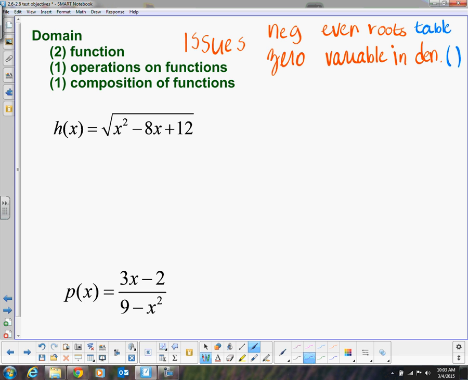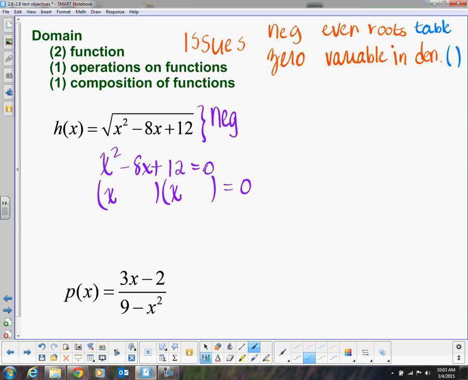So if we go to this one, what kind of issues do we have? Negative, which means it requires a table. So you're going to take the radicand, which is what's underneath, and set it equal to 0. Connor's going to factor. Go ahead, Connor. I'll get you started. So you'll get -6 and -2. They have to both be negative for 12 to be positive. -6, -2 gives me -8. So x is equal to 6 and x is equal to 2.